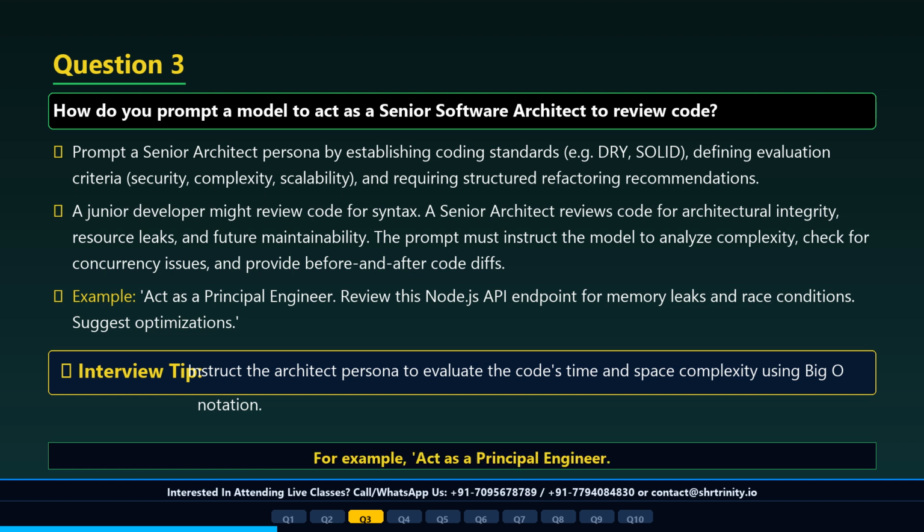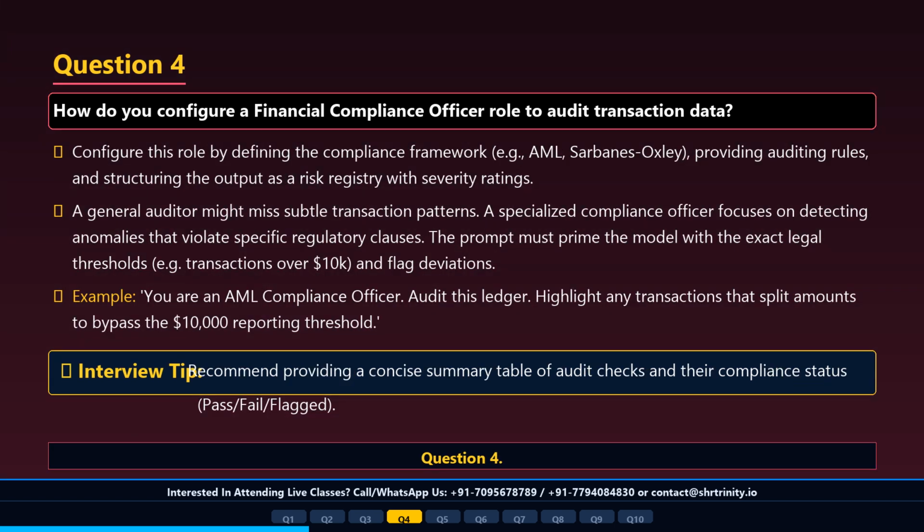For example, act as a principal engineer. Review this Node.js API endpoint for memory leaks and race conditions. Suggest optimizations. A common mistake is only fixing syntax errors without analyzing structural design flaws, database locking issues, or API security gaps. As an interview tip, instruct the architect persona to evaluate the code's time and space complexity using Big O notation. Question 4. How do you configure a financial compliance officer role to audit transaction data?